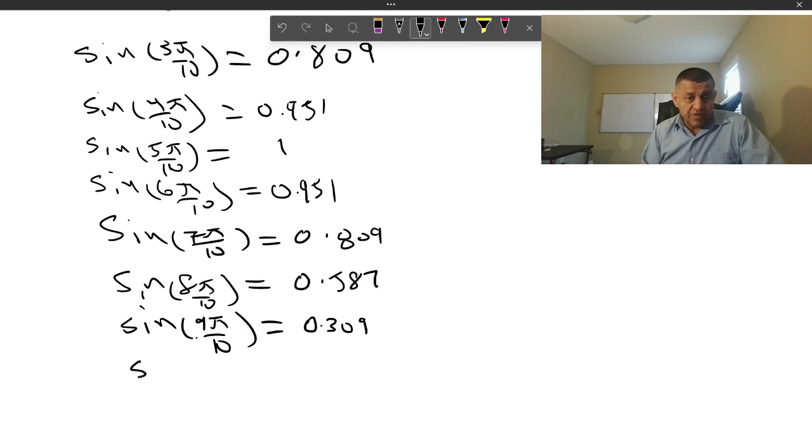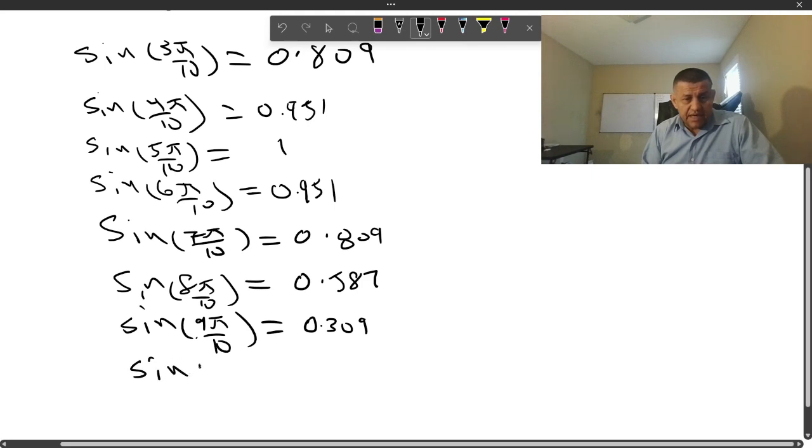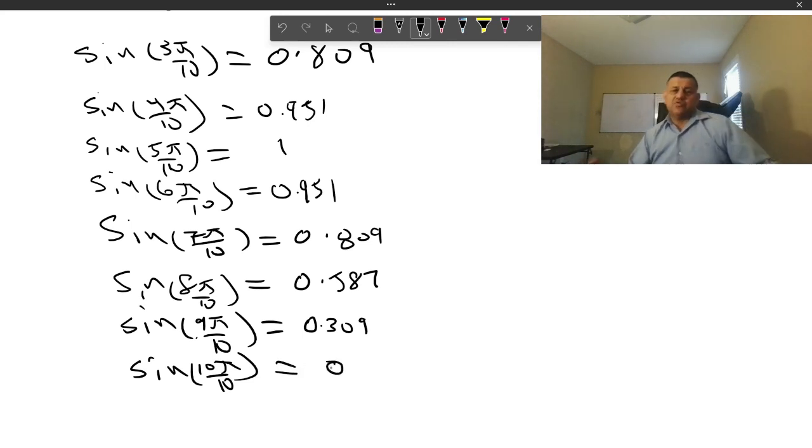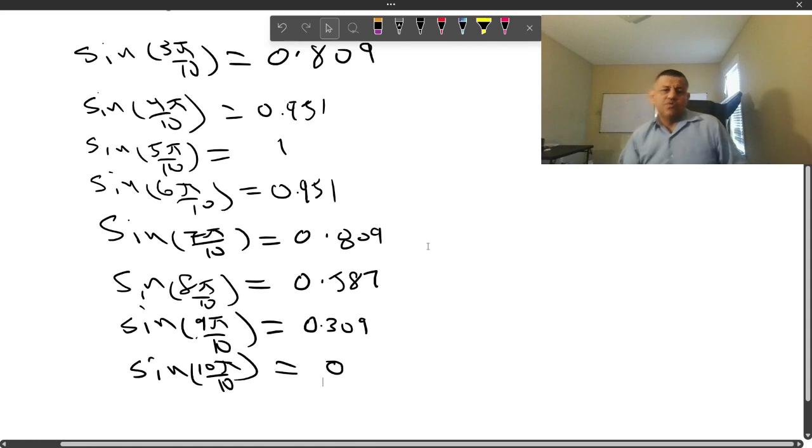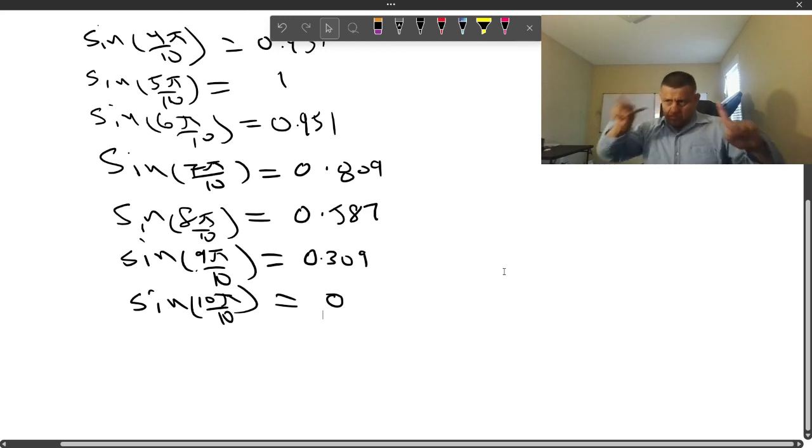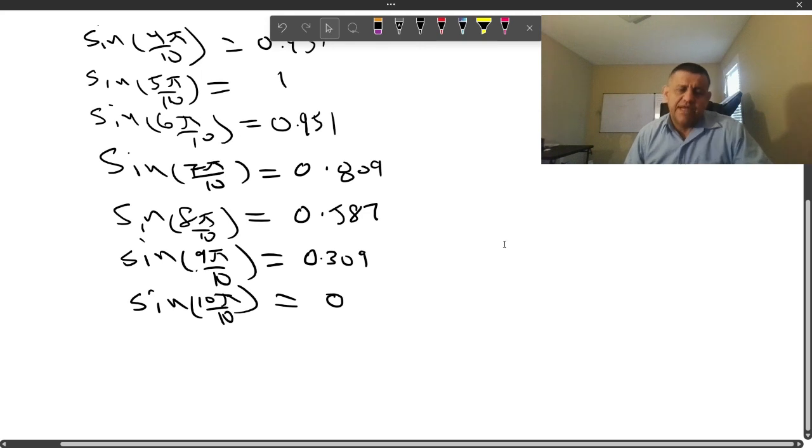And the last one we do sine of 10 pi over 10, and you know that this cancels out and this should give you a 0, right? Because we go back to where we start off, right? We're back to 0, we're back to 180 degrees. So sine of 180 degrees is basically half a circle, so we end up at 0 right now.